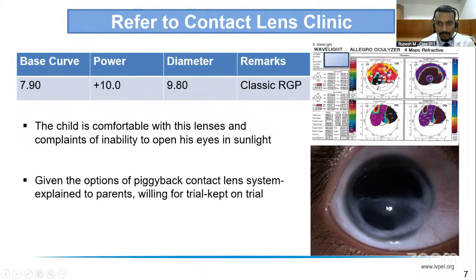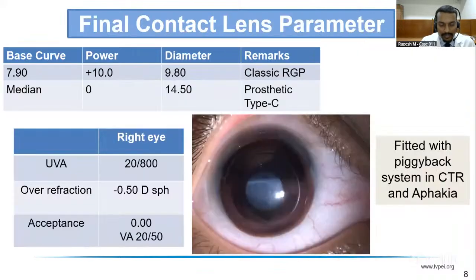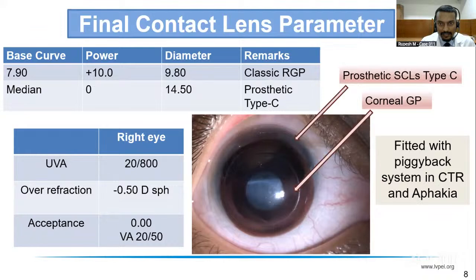Based on the patient's complaint and the clinical picture of this child, we gave the option of a piggyback contact lens system and explained to the parents in detail the lens care and regimen. The parents were willing for the trial. So here we tried the piggyback contact lens system. A piggyback contact lens system itself indicates two lenses, a soft contact lens over the hard lens.